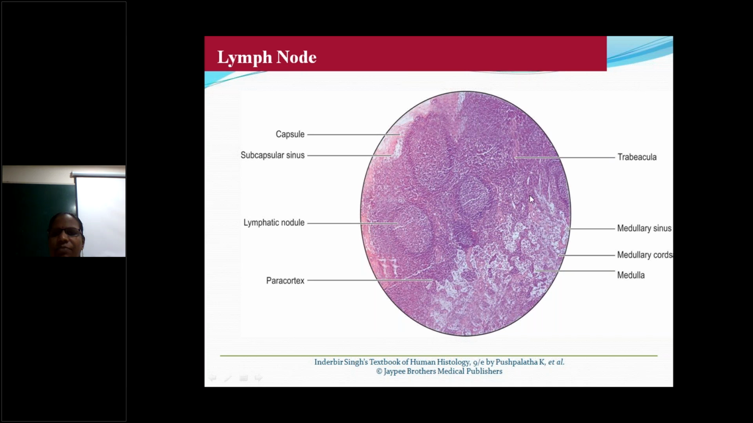So this entire part we call the cortex region. What does the cortex contain? Within the cortex, a number of lymphatic nodules are seen. Otherwise, we can say in the cortex region, cortical nodules are seen.